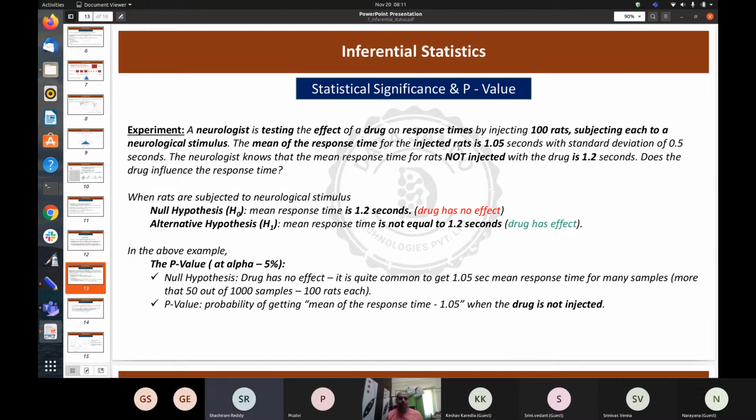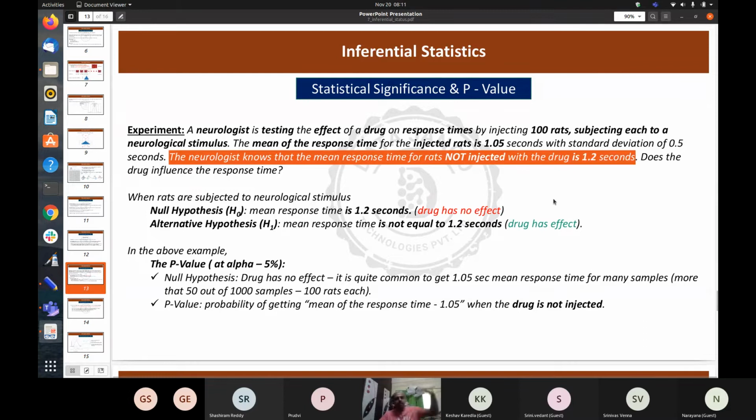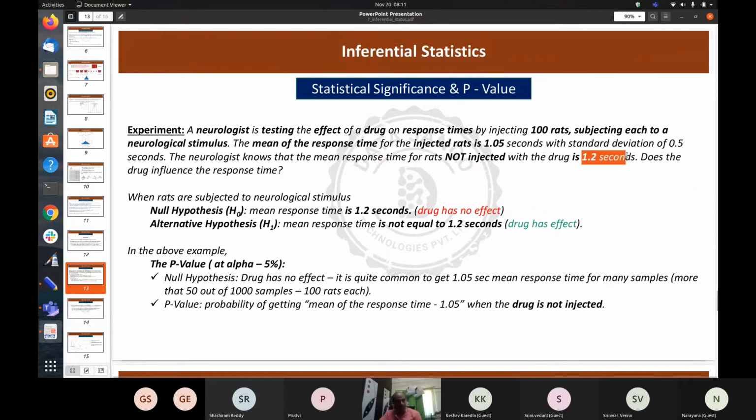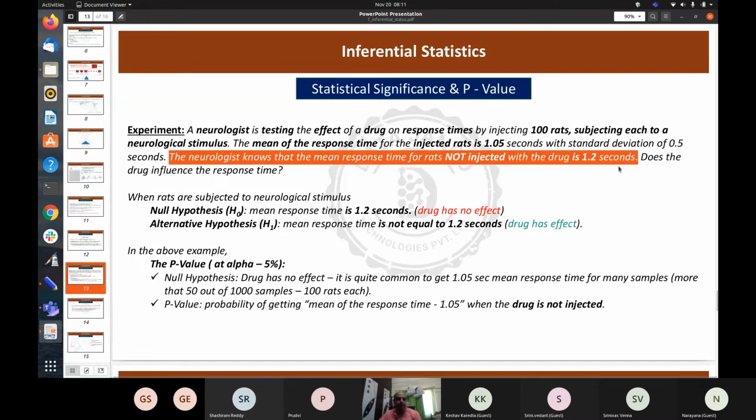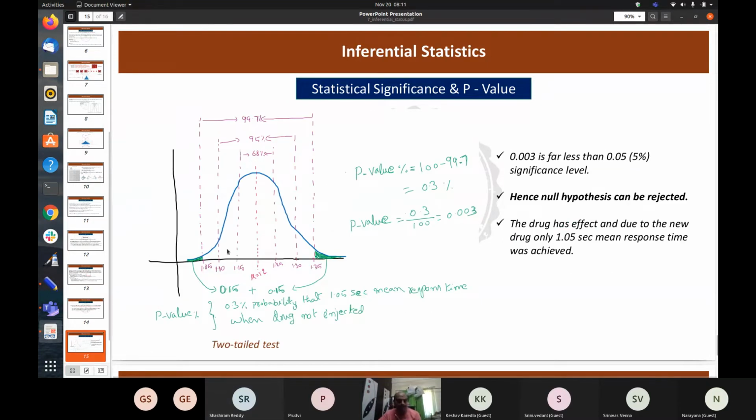Do you agree with my statement, with my new drug? Is there a possibility that you can catch hold of 10,000 rats and do the experiment again? Without doing that experiment again, we are trying to see whether it is significant or not. The experiment was conducted already with many rats in the history with only stimulus, and we know that it is a 1.2 seconds mean response time. When you conducted the experiment many times, the means are normally distributed. On the x-axis, it is the mean response time of each experiment.